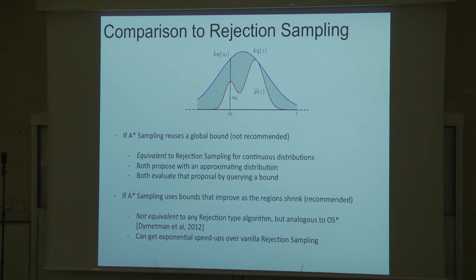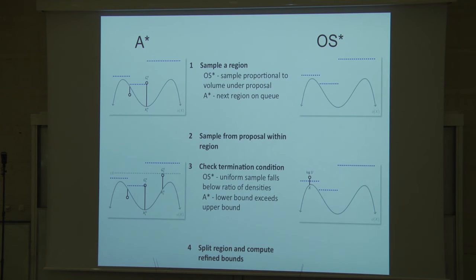When you do refine the bounds, there is another algorithm called OS star, which uses exactly the same components. It uses these upper bounds over regions of space, and it uses the same style of proposal distribution, where you first choose a region and then you choose a point within that region to propose. There is a close relationship to this algorithm as well, except it's not equivalent, and A star sampling actually gives you something that's more efficient than this algorithm. There are some subtleties about exactly how the randomness is used that make it work a bit better. I'm going to skip this detailed comparison between the two algorithms, but I can tell you more about this after if you're interested.